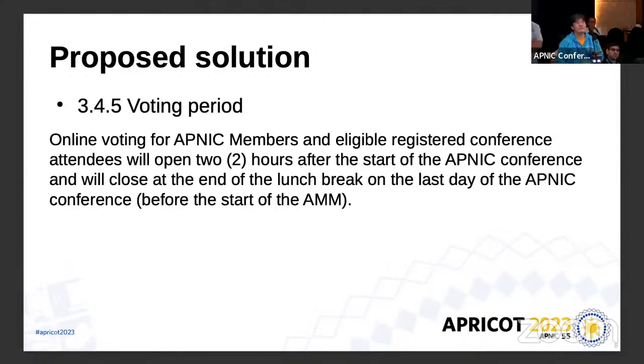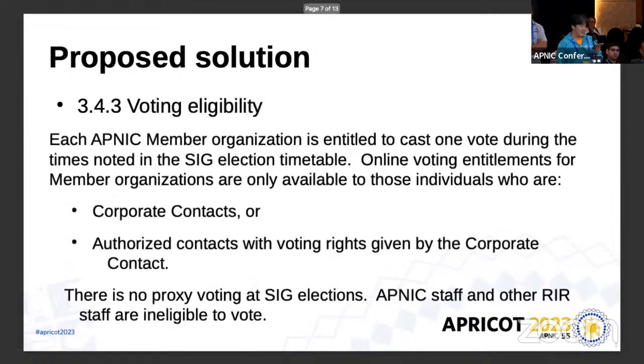Yoshinobu Matsuzaki, can you go back to 3.4.3, voting eligibility? Yep. So this might be just additional, but it's stating the APNIC member organization. A person can be a member, if I'm correct. So maybe it's better to just state APNIC member there. That's all. Good point.